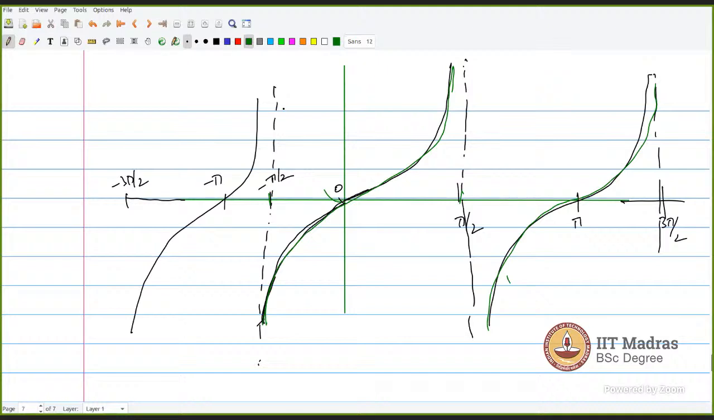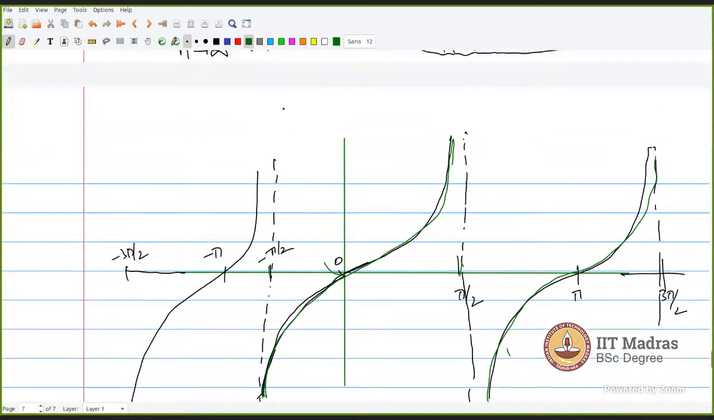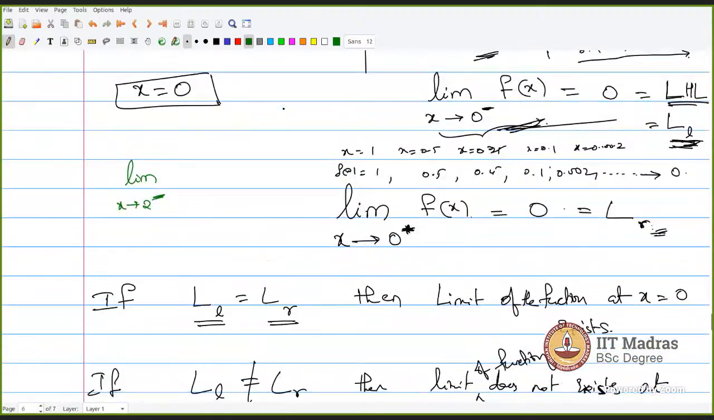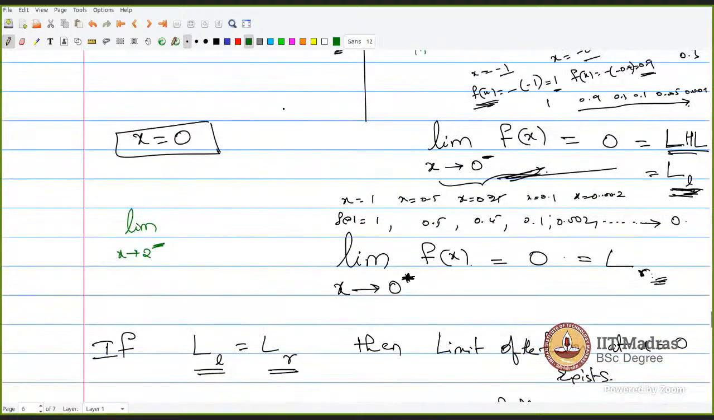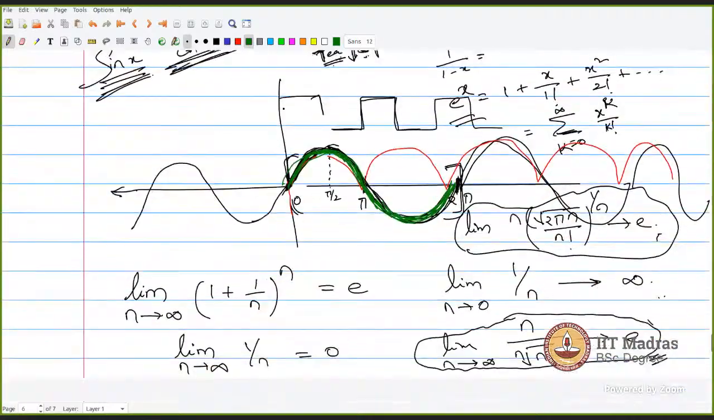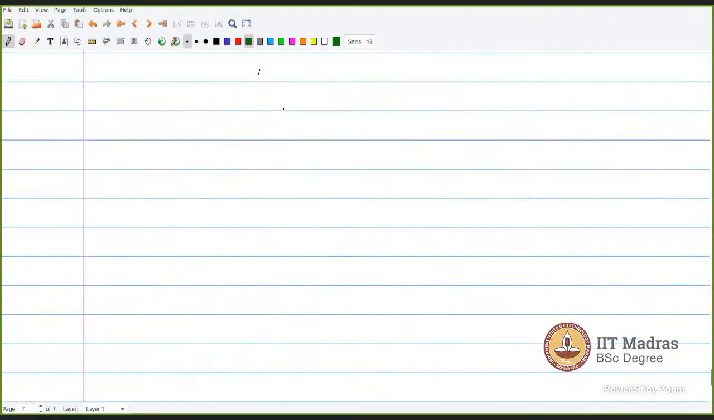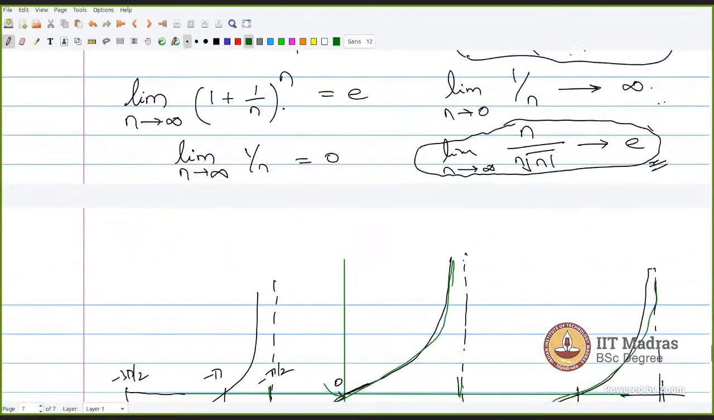Are we nearing the conclusion of week 7? The last lecture of week 7 is how we find the limit of a function at some point. Next week we will discuss continuity, differentiability, and everything. Okay, thank you, sir. We are done.